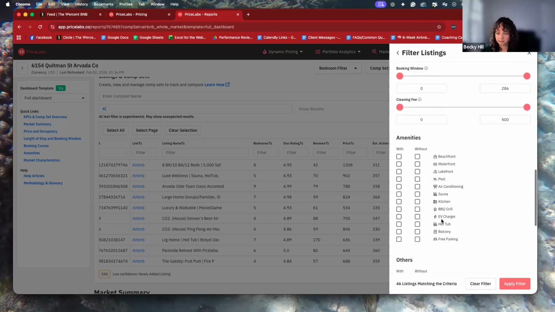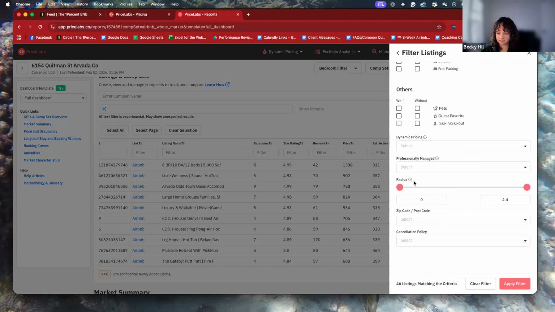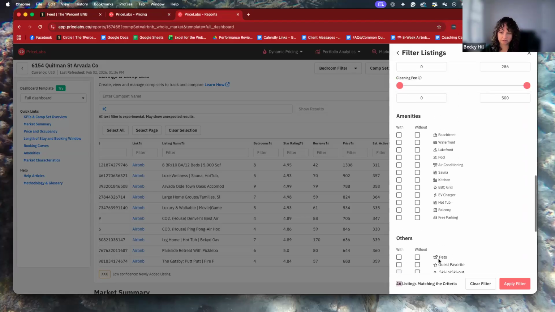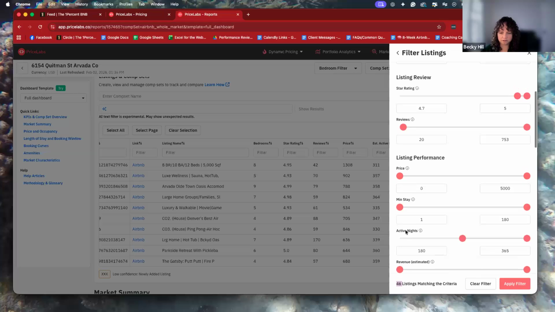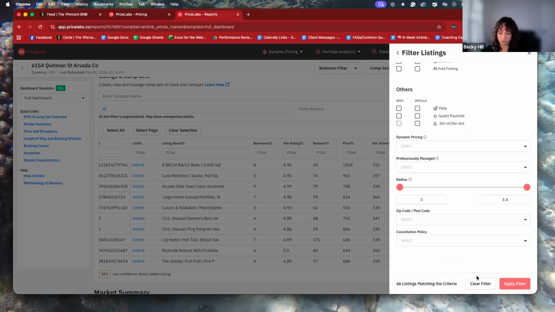Okay, nothing else really matters. We've already determined a proximity when we set it up, and then when we go and look through each of them, we'll narrow down proximity as well. So I'm not going to fuss over that. That leaves us with 46 properties. So just those few standards of reviews, active nights, stars brought us down almost half.